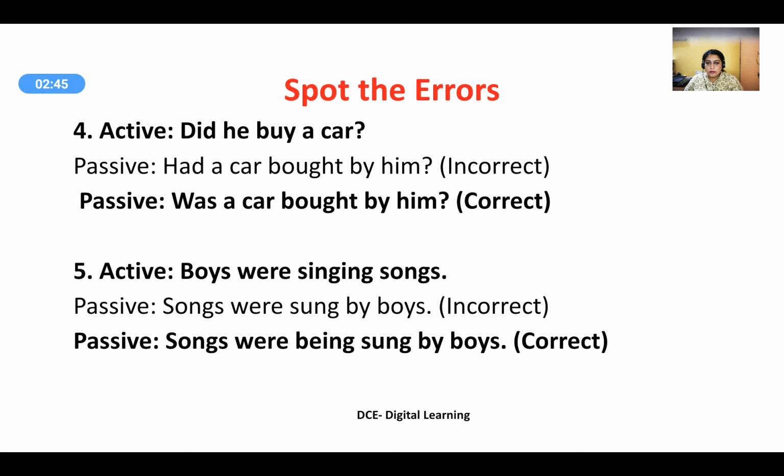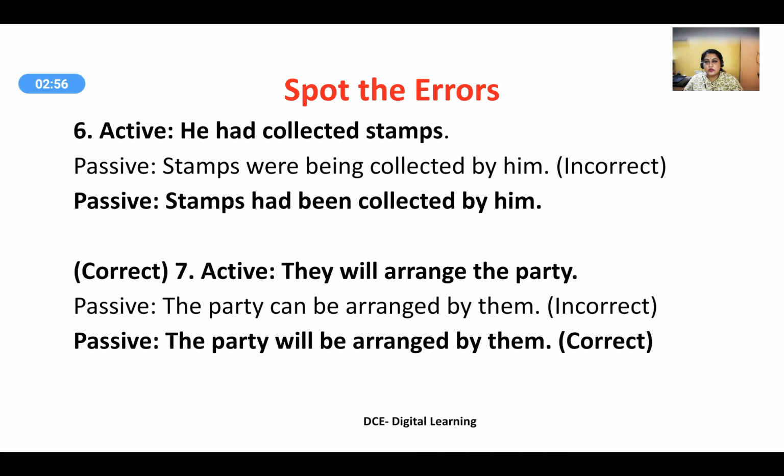Active voice: Boys were singing songs. "Songs were sung by boys" is incorrect, while the correct answer is "songs were being sung by boys." Active voice: He had collected stamps. "Stamps were being collected by him" is incorrect, and the correct answer is "stamps had been collected by him." They will arrange the party. In the passive form, "the party can be arranged by them" is incorrect. The correct answer is "the party will be arranged by them."